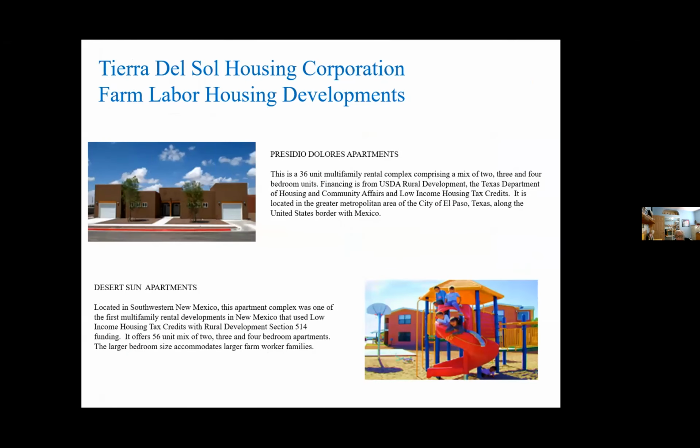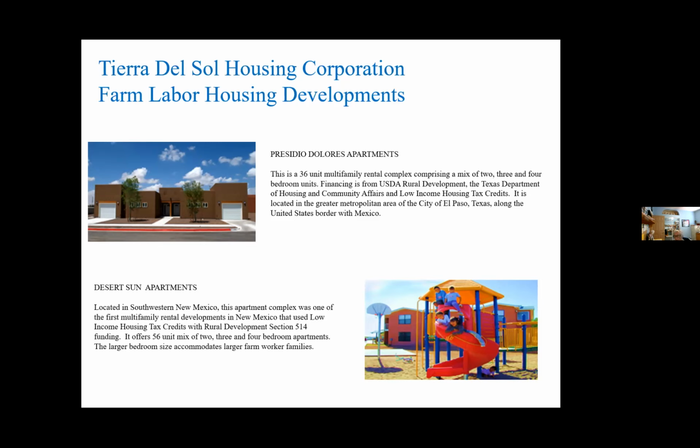And you will see the top picture shows the office for the apartments in West El Paso. These are the Presidio Dolores apartments. And in this building, every apartment complex will have a laundromat. There will be the office for the apartment complex. And then there will be other rooms where Tierra del Sol might come in, Catholic Charities, whoever could come in and give a presentation, or other social services can come in and meet with the farm workers and their families in this building.